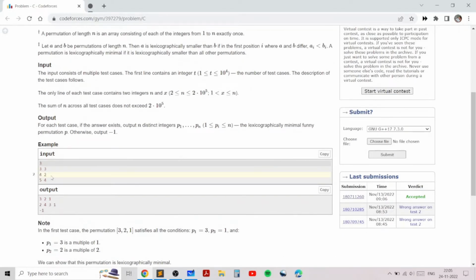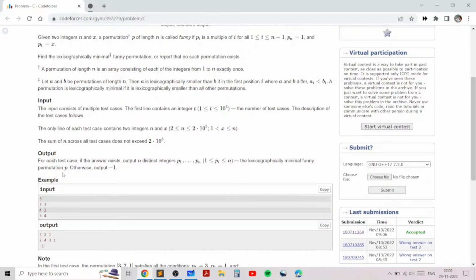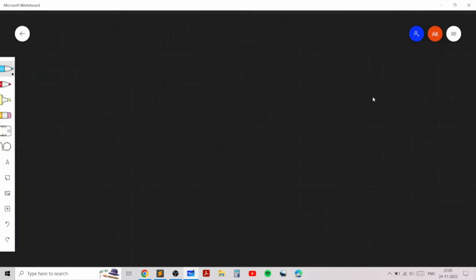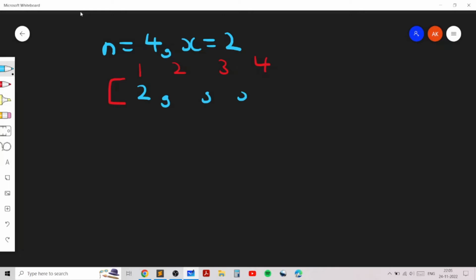In the next example, when n is 4 and x is 2, let's write it down over here. So we are given that n is 4 and x is 2. So this means that p of 4 is equal to 1. So if we fill in the array of 4 elements, then we know that p of 1 is x and p of 4 is 1. So this is the array, and we want to fill in these two elements.